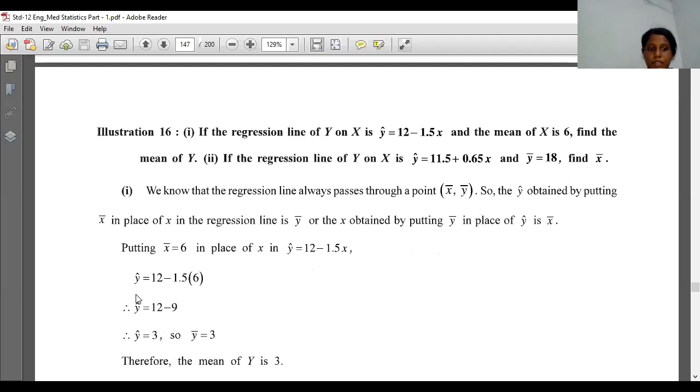Now see here, then the formula of x. We have to substitute the value of the mean of x. Here we have taken x bar as 6, putting x bar equal to 6 in place of x in y cap. So in place of x we have taken 6. So that is 12 minus 9, y cap goes to 3. And therefore we will consider y bar also 3.